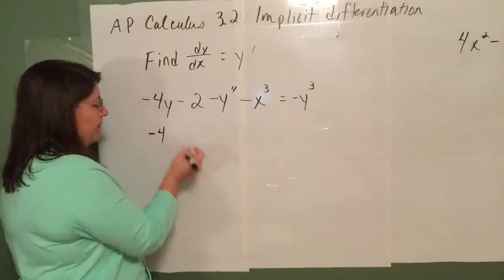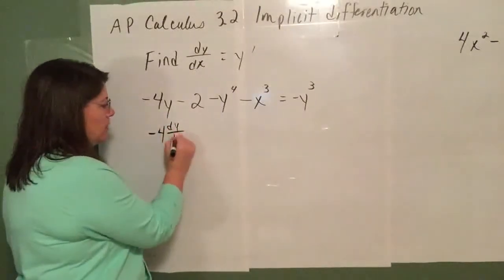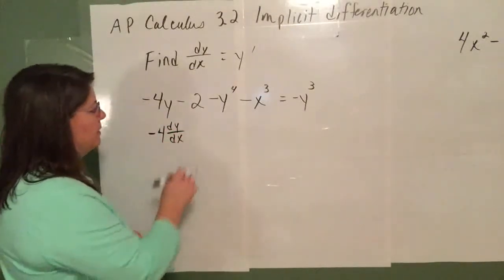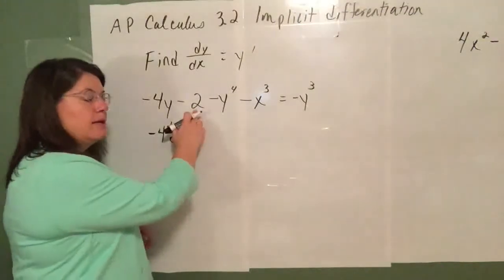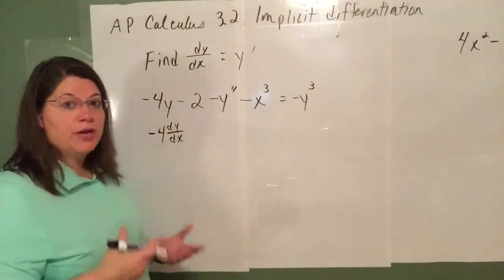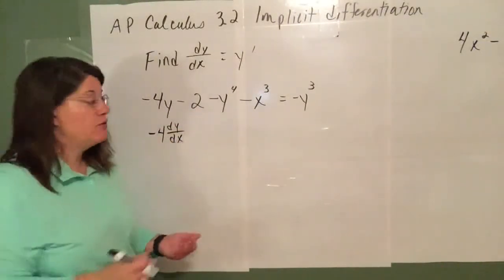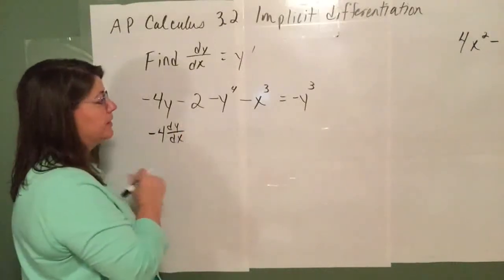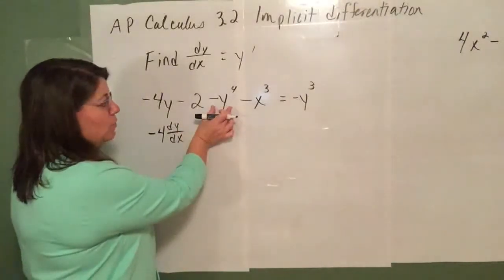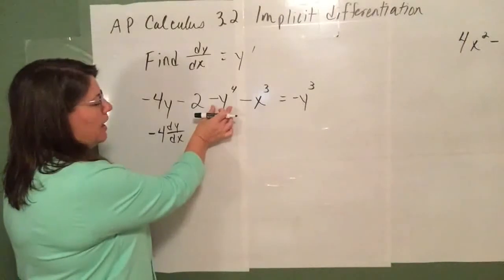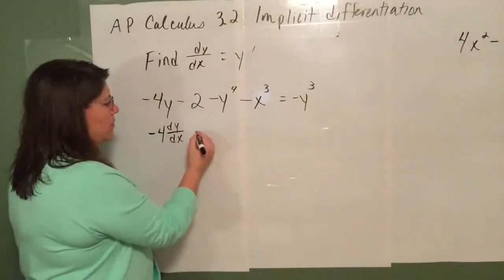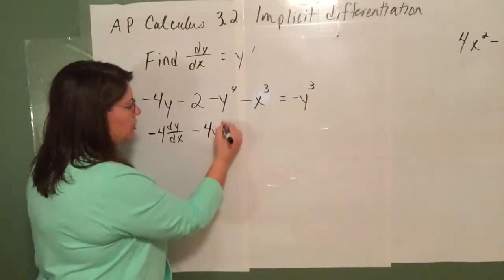I took the derivative of y, so I need to include a dy over dx. This term is a constant. The rule still holds true: if you take the derivative of a constant, it is 0. So this term will drop out. This term, minus y to the 4th, when I take the derivative of that, that will be minus 4y cubed.